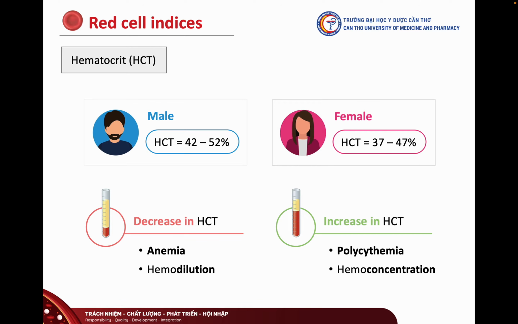Just like the RBC, HCT is affected not only by the number of the red cells, but also by the plasma volume. So again, when you see a high or low hematocrit, always ask, is this a true red cell change, or is it a plasma volume shift?